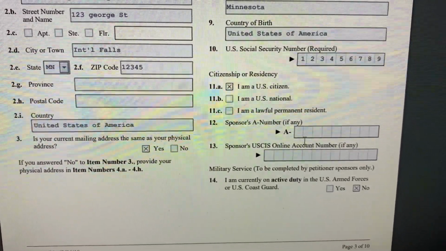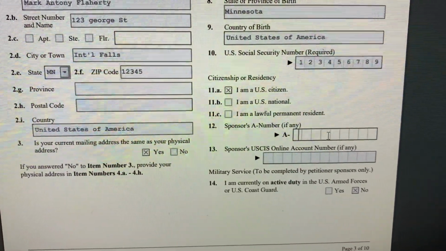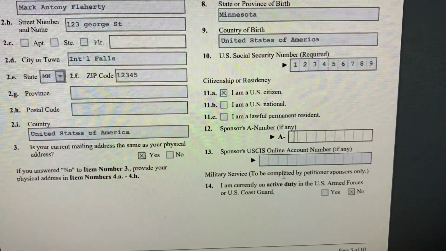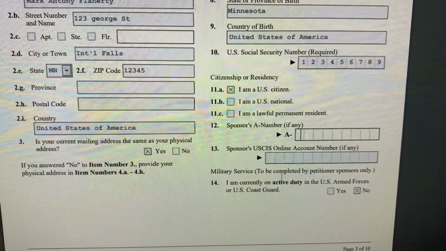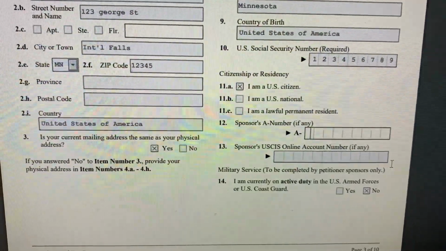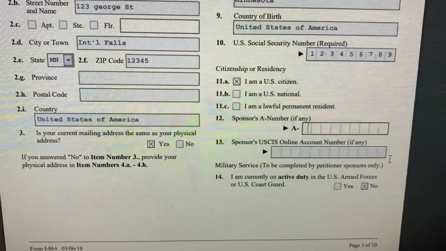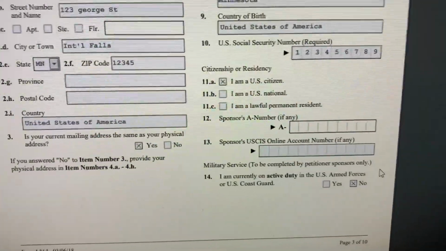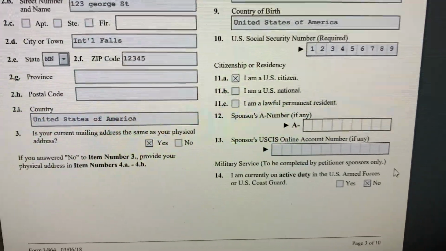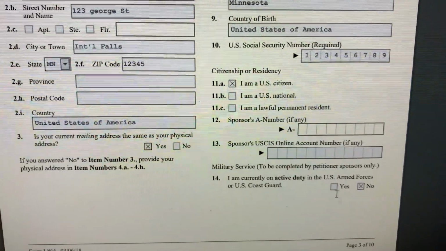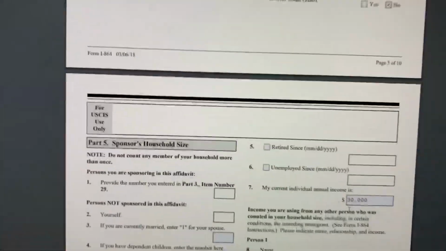Sponsor A-number, if any. This is for, I guess, if your sponsor is an immigrant too. Sponsor USCIS online account number, if any. This is optional. I am currently on active duty in the United States Armed Forces. This is for people who are in the military, so he's not. So we put no. Sponsor's household size.